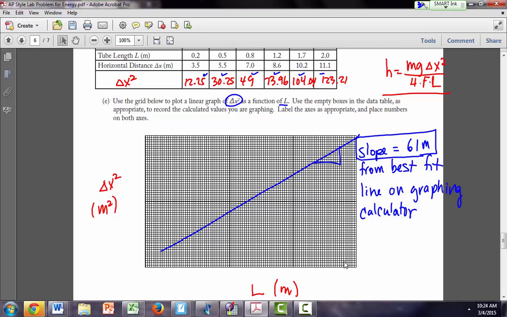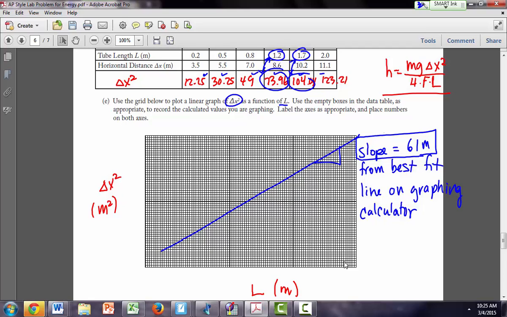And on a graphing calculator, on the AP test, you can take 2 points. I shouldn't say you can. If you do take 2 random points and use those to find the slope, you'll get credit for using the slope to find the answer, which I'm getting ahead of myself because I'm talking about part F now down below, which isn't on the screen right now. But you won't get full credit unless you use the slope of a best fit line.